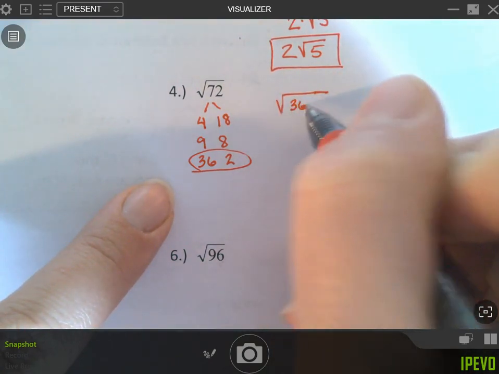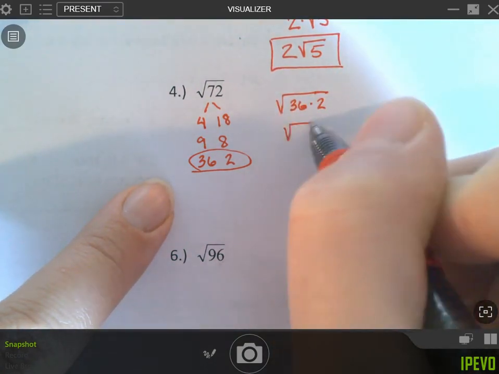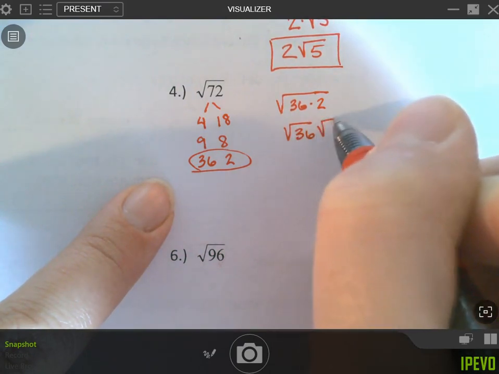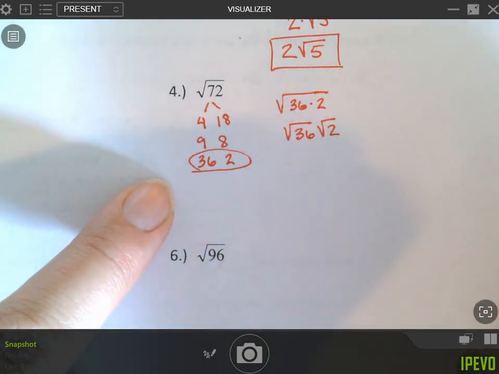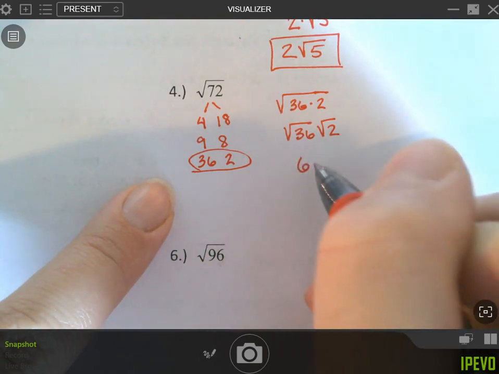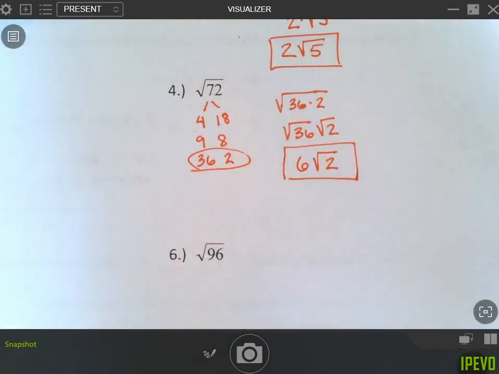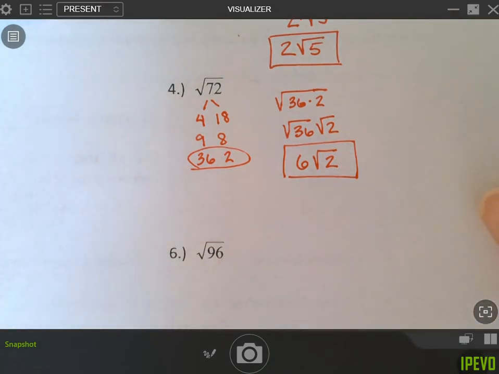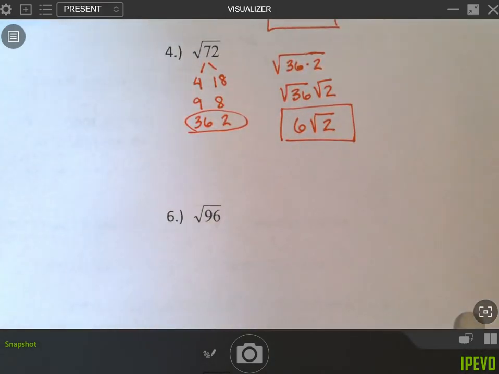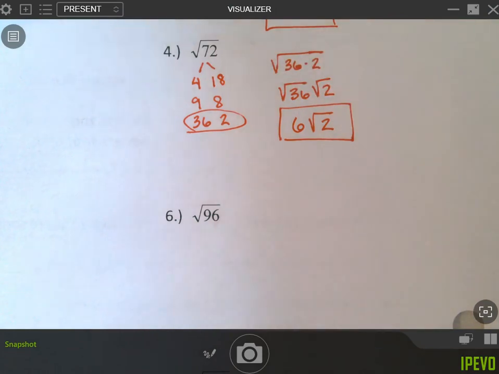It's 36 times 2, square root of 36 times square root of 2. What is the square root of 36? So it'd be 6, keep the square root of 2. All right, now I know I'm dragging this on, but let's talk about this. There could be a lot of wrong answers because some of you would have used 4 and 18. You wouldn't be completely wrong, but you would not have broken it down the whole way.